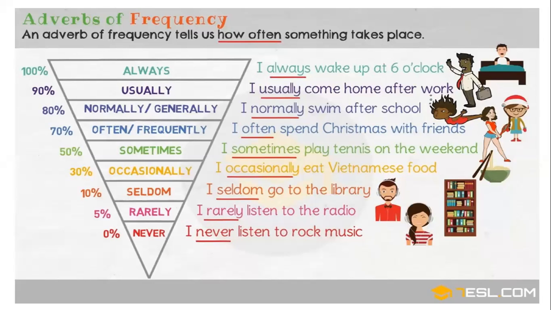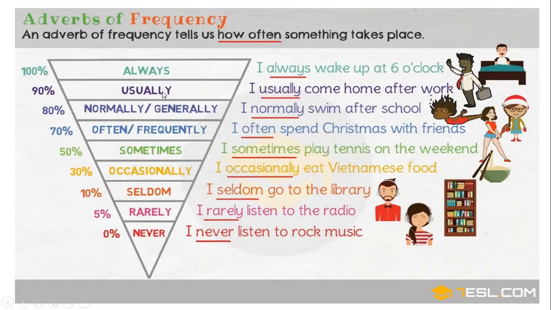Okay, sometimes play. Sometimes is modifying the verb play. Occasionally eat. In this case, occasionally is modifying the verb eat. Seldom go. Seldom is modifying the verb go. Rarely listen. Rarely is modifying the verb listen. Never listen. Never is modifying the word listen. Okay? So, but regarding the question, how often?